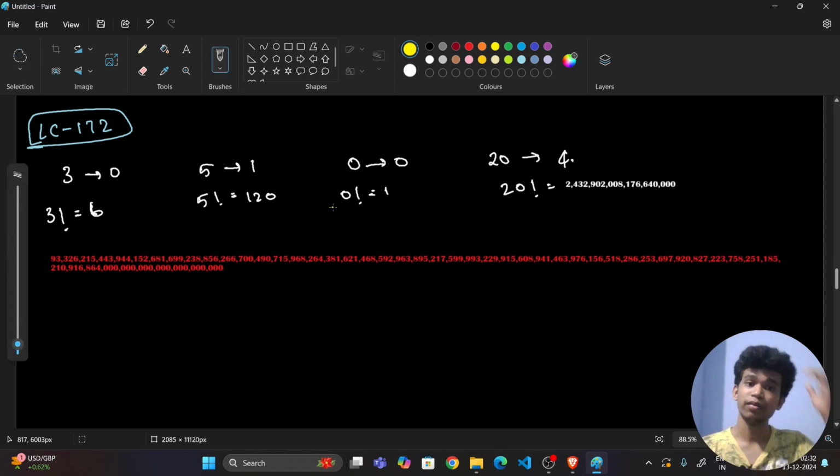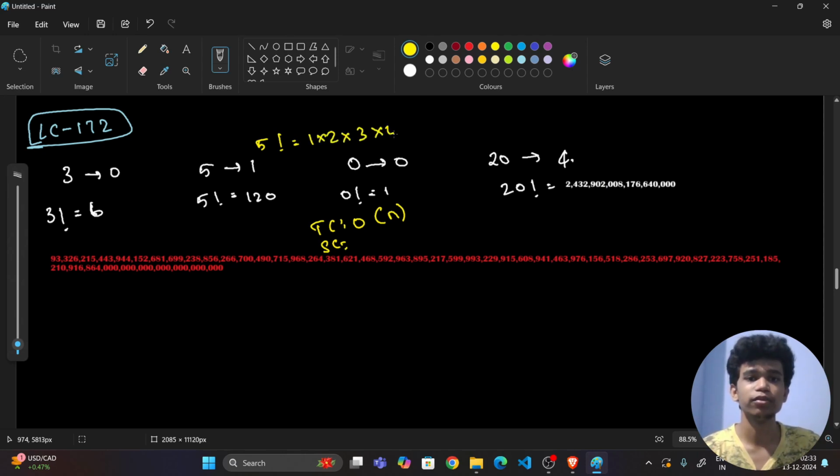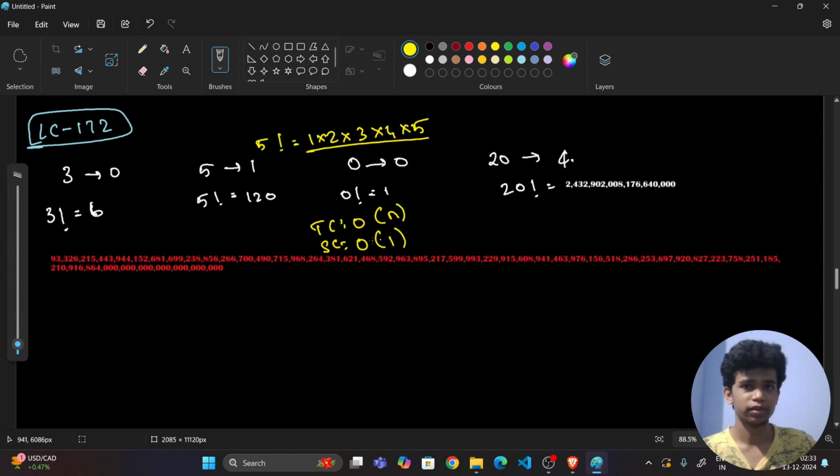Fine. So it is a very straightforward question. How can we solve it? We can just take the factorial and count how many zeros are in the trailing. That's it. It's a simple brute force approach. What's the time and space complexity? I can say my time complexity will be O of n, because we want to multiply from 1 till the end. If it is 5, then 5 factorial will be 1 into 2 into 3 into 4 into 5. Hope you know this, right? So the time complexity is O of n, and the space complexity will be O of 1.